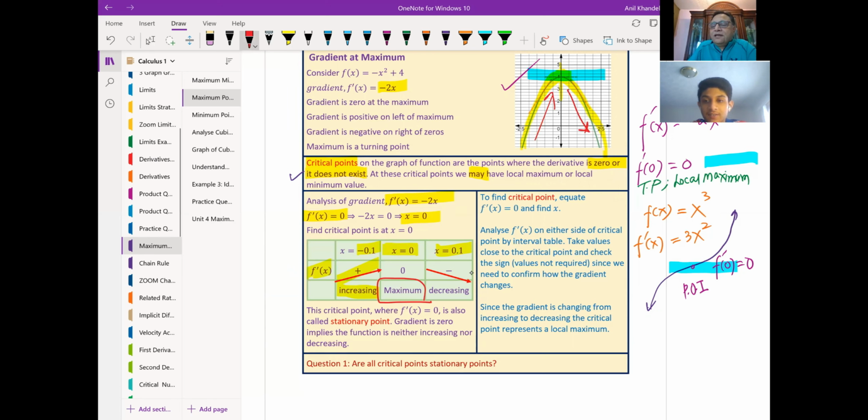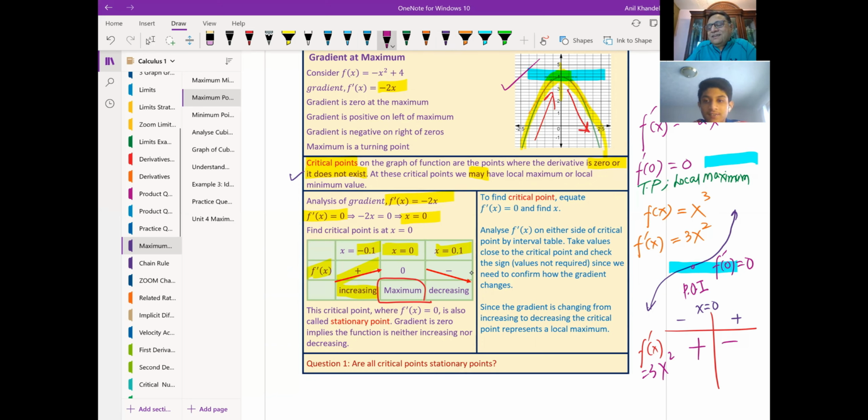Now let's try to analyze f prime x equals 3x squared. If I have this derivative, f prime x, we do have a critical number, which is at x equals 0, right? If I take a negative value and a positive value, for example, the function here is 3x squared. If it is negative or positive, x squared will make it positive, right?